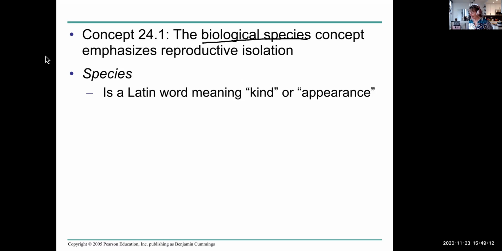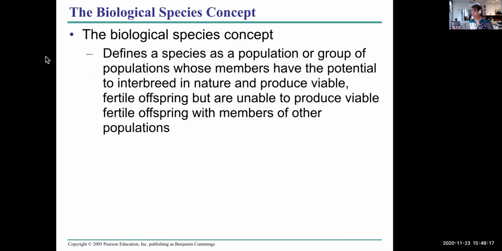Species is a Latin word. It means kind or appearance. And the biological species concept is such that a species is a population or group of populations whose members have the potential to interbreed, emphasis on interbreed, in nature and produce viable, emphasis on viable, fertile offspring. But they can't produce viable, fertile offspring with members of other populations. So you're separating this particular species by with whom they mate.